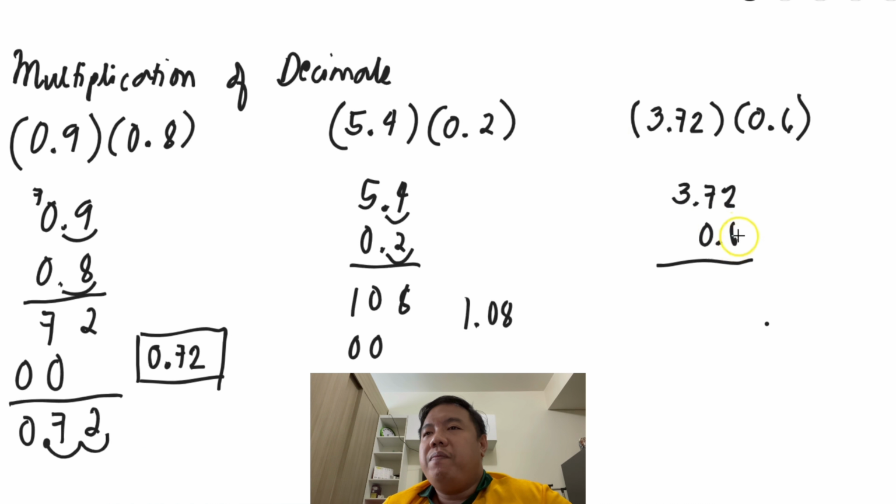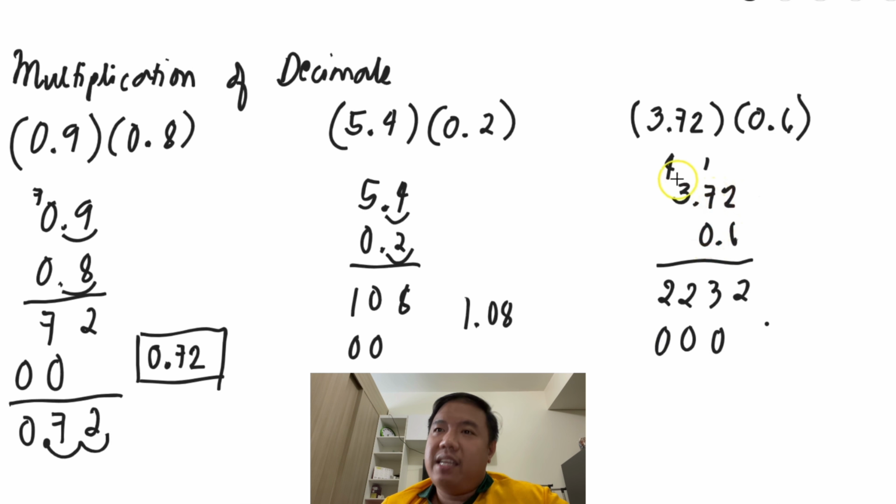Okay? So, multiply 6 times 2, 12, carry 1. 6 times 7, 42, plus 1 is 43. 6 times 3 is 18, plus 4, 22. Then, 0, 0, 0. Kasi 0 times 2, 0 times 7, 0 times 3. Okay. And then, add na natin. It's 2, 3, 2, 2.